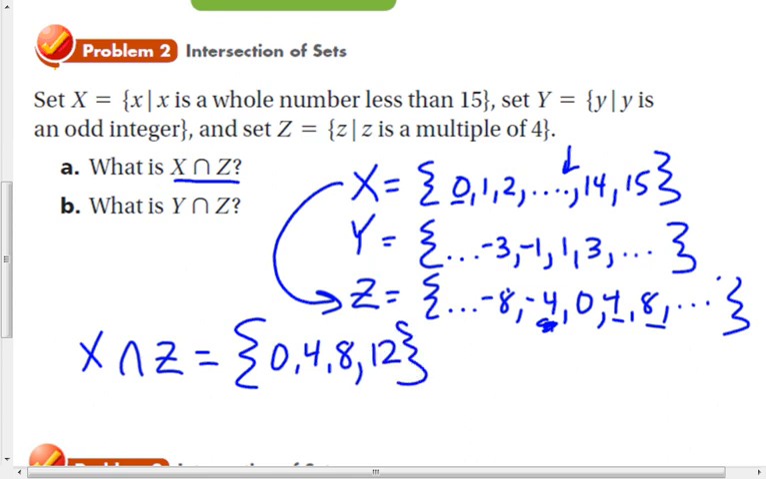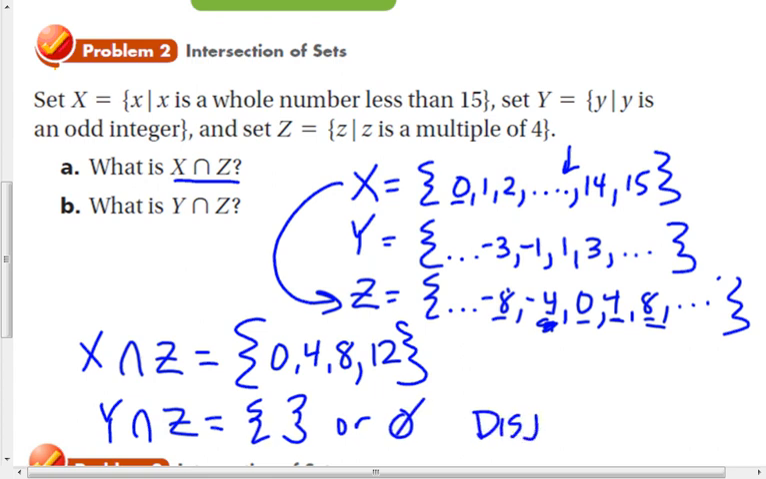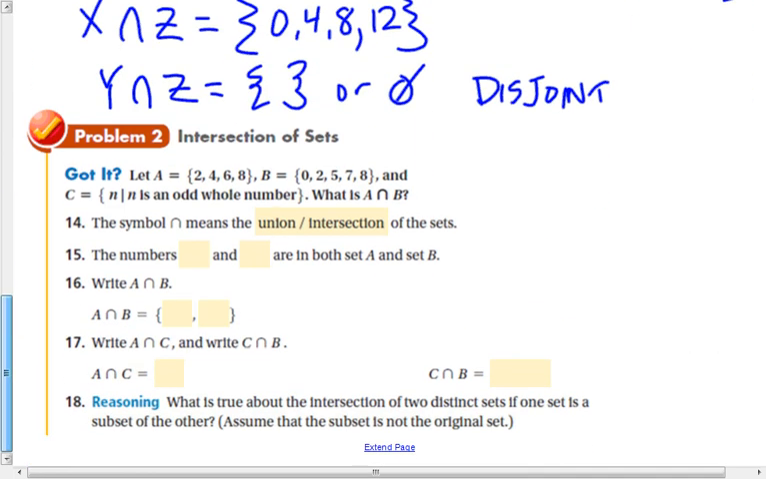All right, and then Y intersect Z is equal to, so everything that Y and Z have in common. And you'll notice that Z is all even numbers, and Y is all odd numbers. So these two sets are disjoint. And so the intersection is the empty set. Or you can write it this way, like that. But that's because the sets are disjoint. They have nothing in common. All right, I'm going to let you try that.